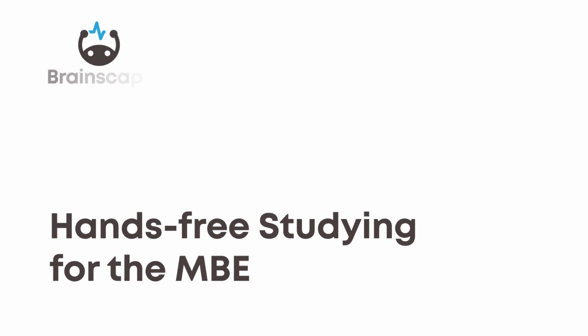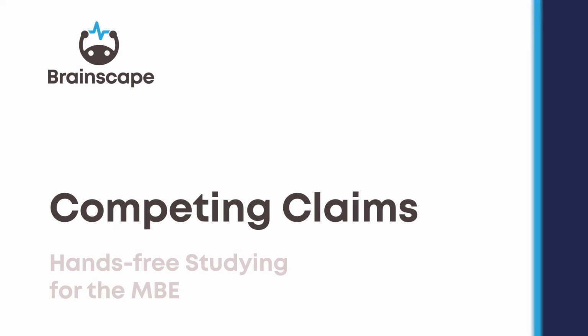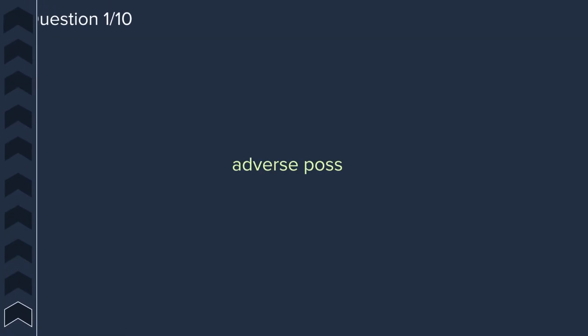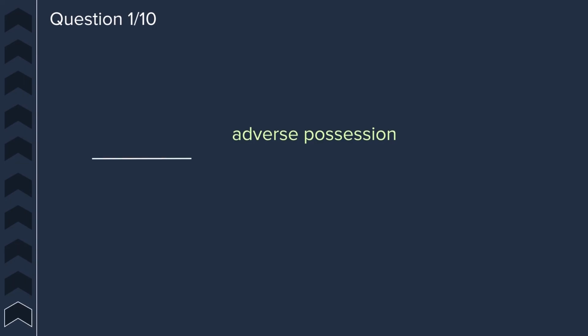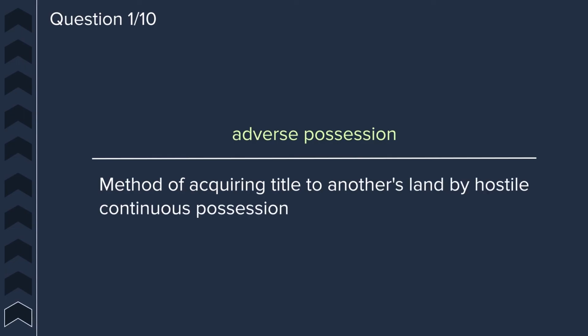These upcoming property questions cover competing claims. Okay, let's get started. Question 1. What is adverse possession? Adverse possession is the method of acquiring title to another's land by hostile, continuous possession for a period of time.